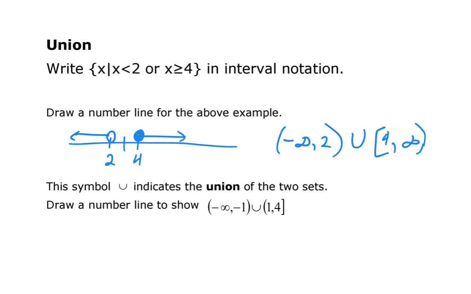Okay, so this last example shows from -infinity to -1, union 1 to 4. So that would look, let's see, so I can move this up a little bit.